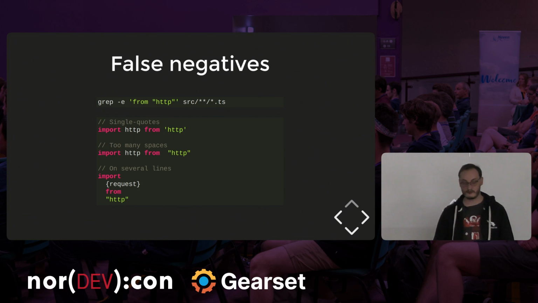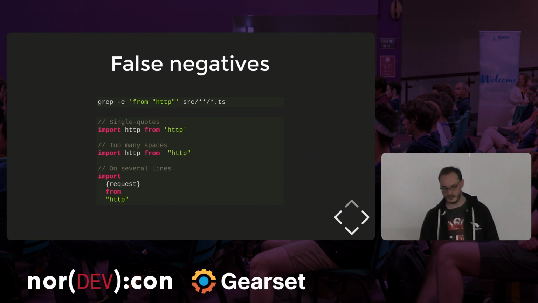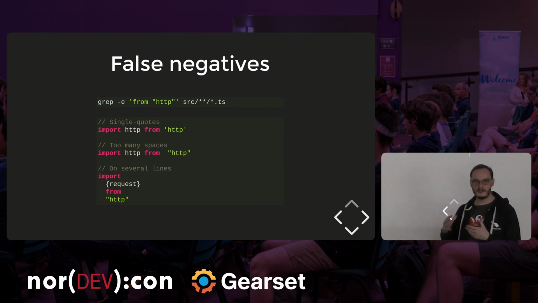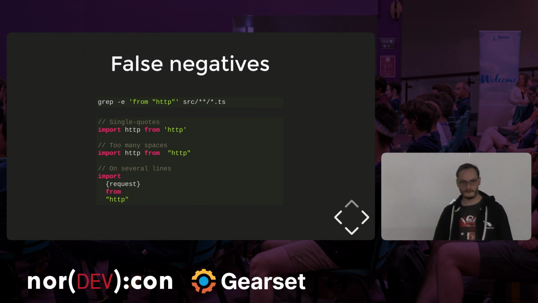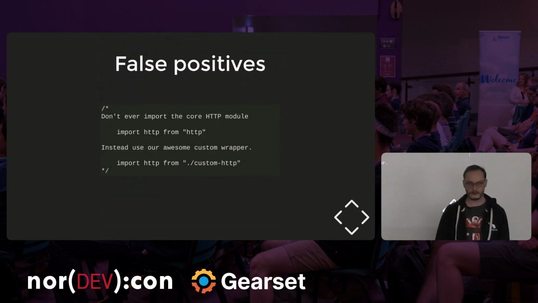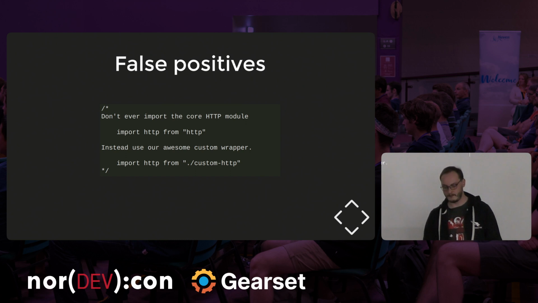If we have too many spaces, if we have 2 spaces after from, it's not going to match. If we have it on several lines, it's not going to match it either. And we can probably improve the pattern a little bit, but this is some of the limits that you have with finding raw text, where if you have something more complex than this, it's going to be really hard to figure out all the cases. And you also have some false positives. So for instance, if you have a string or a comment where it says, don't ever import HTTP, which is good advice, well, that's going to be flagged as well, and you don't want that.